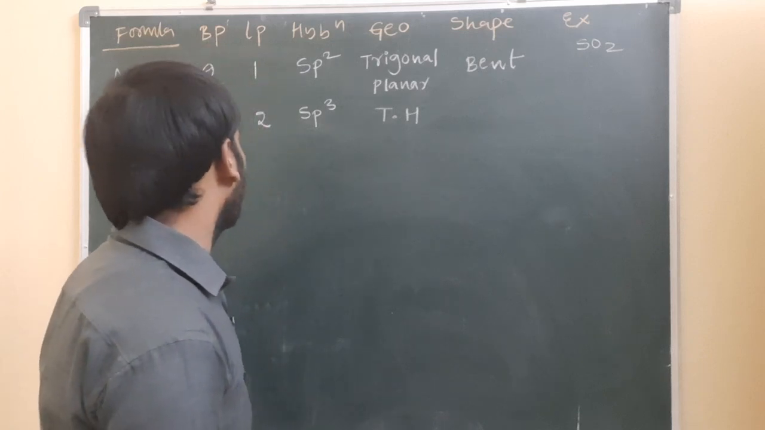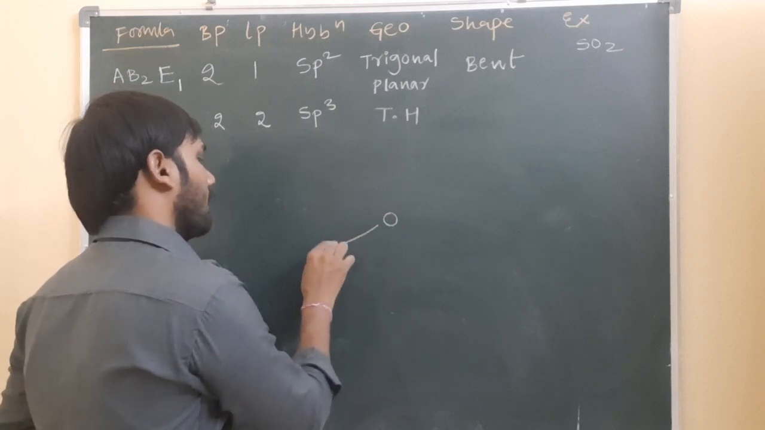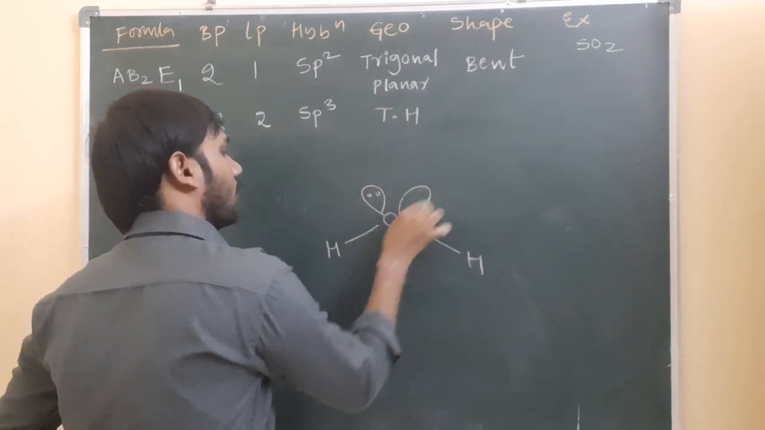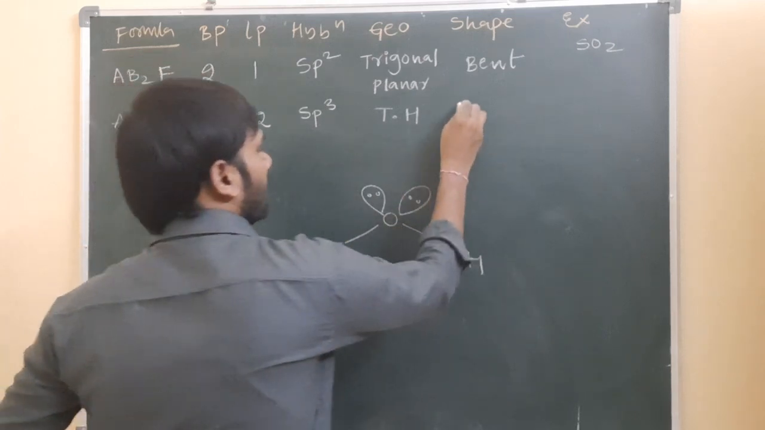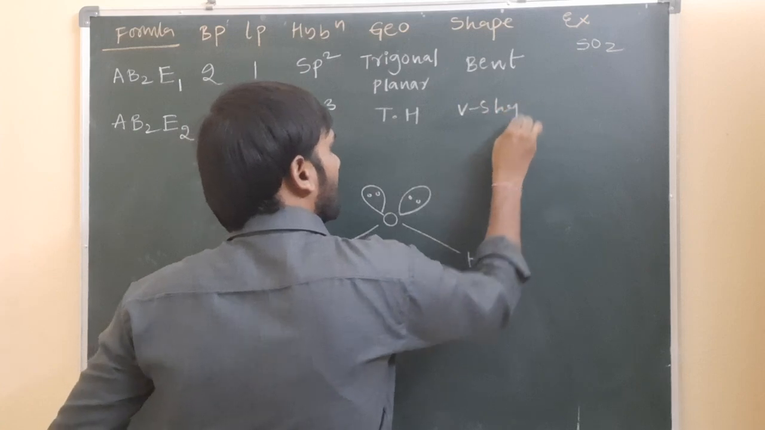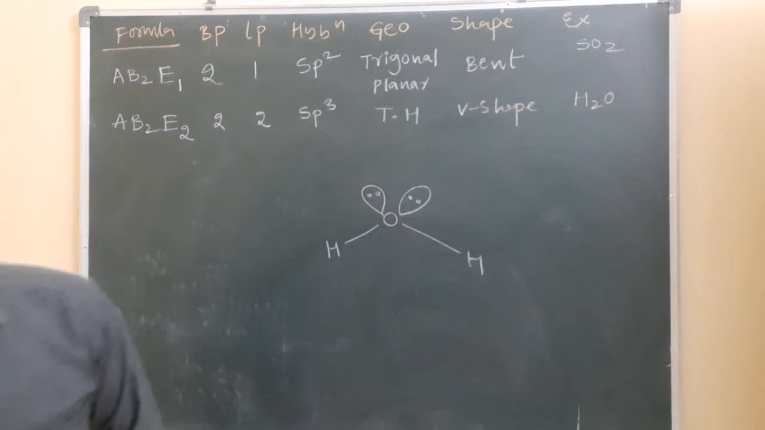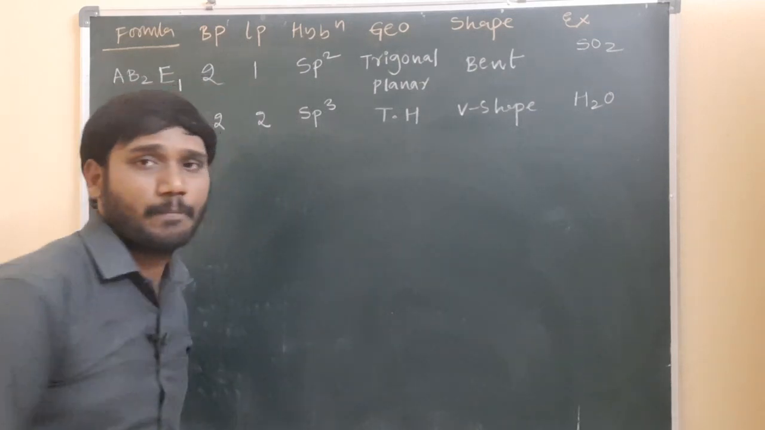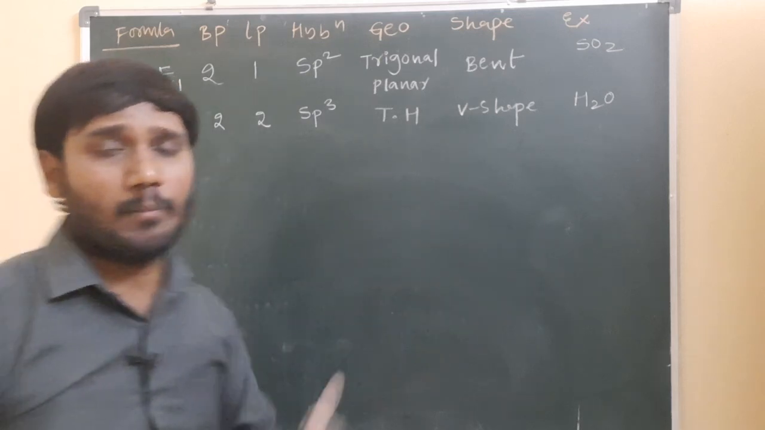Shape of the molecule: how many bond pairs? 2 bond pairs and 2 lone pairs. For example, H2O, hydrogen and hydrogen. 2 bond pairs and 2 lone pairs are present. When 2 bond pairs and 2 lone pairs are present, the shape of the molecule is V shape. Example H2O. Because lone pairs are present, the shape of the molecule has changed. AB2E1 completed, AB2E2 completed.